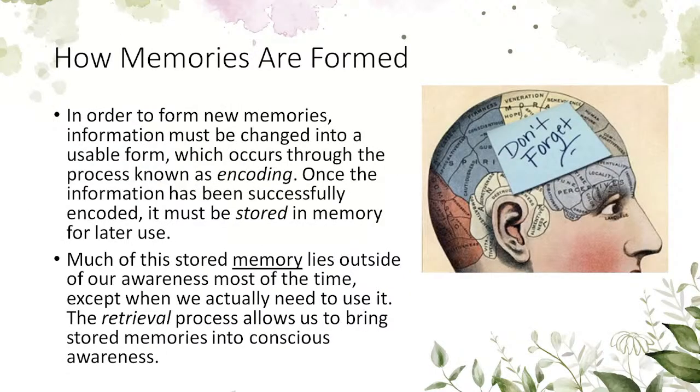So, how are our memories formed? In order to form new memories, information must be changed into a usable form, which occurs through the process known as encoding. Once the information has been successfully encoded, it must be stored in the memory for later use. Much of this stored memory lies outside of our awareness, most of the time, except when we actually need to use it. The retrieval process allows us to bring stored memory into conscious awareness.